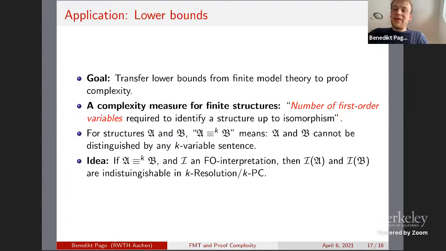And the idea is that if we have two structures for which we can prove that they are sufficiently similar, so k-equivalent, then this also carries over to the corresponding propositional formulas that we get using an FO interpretation. So then also in k-width resolution or k-degree polynomial calculus, the corresponding formulas are indistinguishable. So either they both have a refutation or both don't have a refutation. Yeah, because if they were somehow distinguishable in the proof system, then using these simulation results, it would follow that they are also distinguishable in fixed point logic. But this is not the case. So this is the argument here.